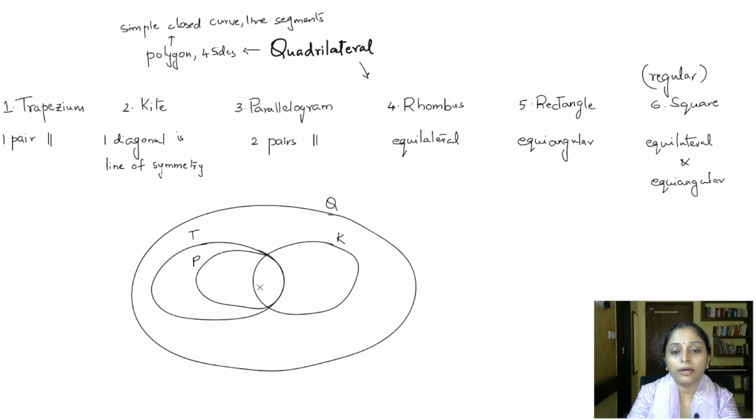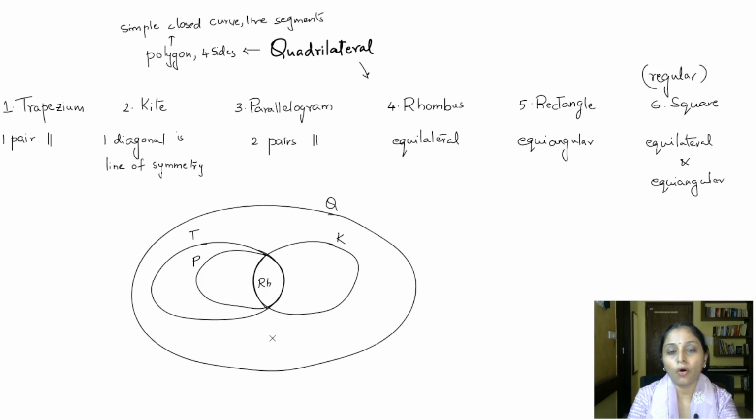Right? Now here the intersection of P and K, that is this particular part, I'm going to write this one as the set of rhombus, because I know that a rhombus is both a kite and a parallelogram. Okay, so this is the set of rhombus.